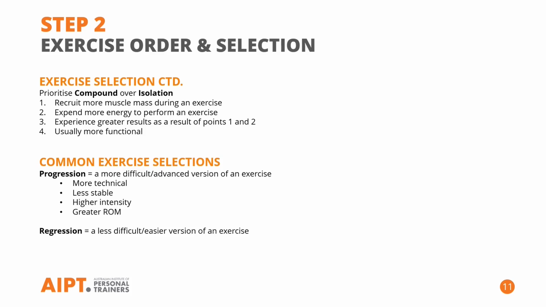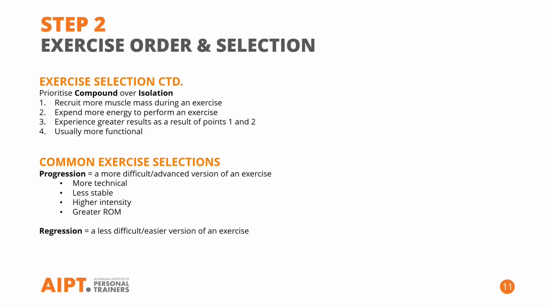Now let's have a look at some common exercise selections, and this is a resource that you'll find within the Programming Step-by-Step PDF version of this presentation. And first of all, we're going to look at progressions. So progression is essentially just a more difficult or more advanced version of an exercise. And it's usually more difficult because it's a more technical movement. It's less stable potentially. It has a higher intensity, or it might involve a greater range of motion.